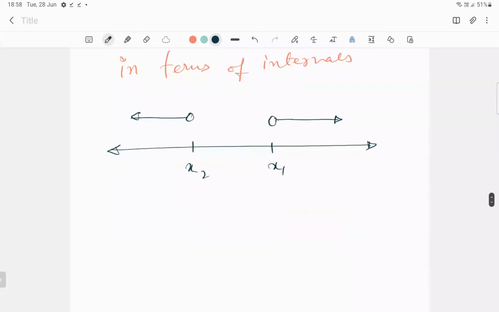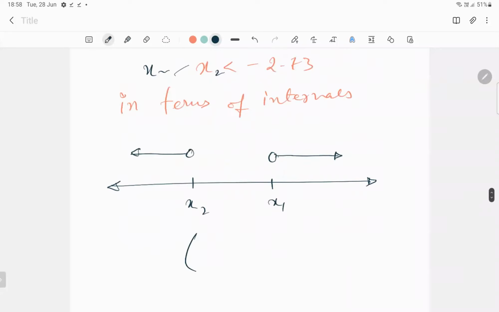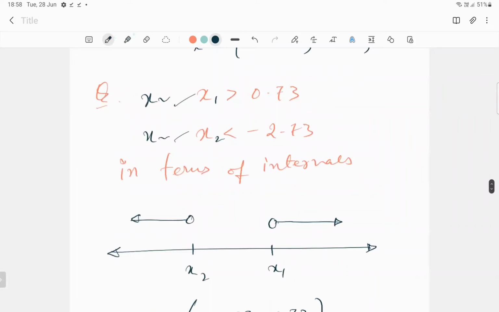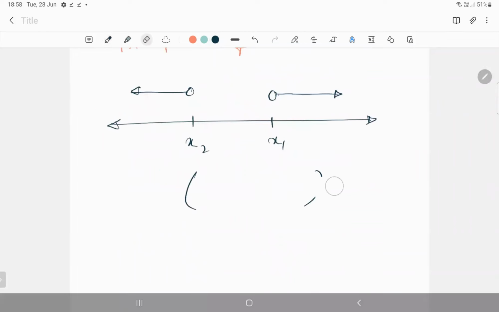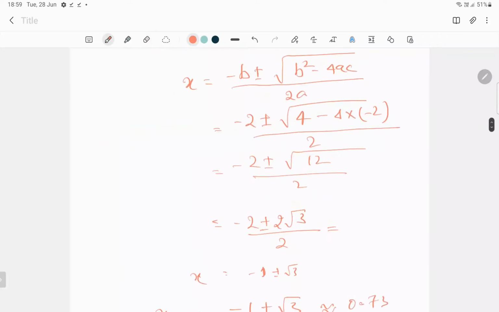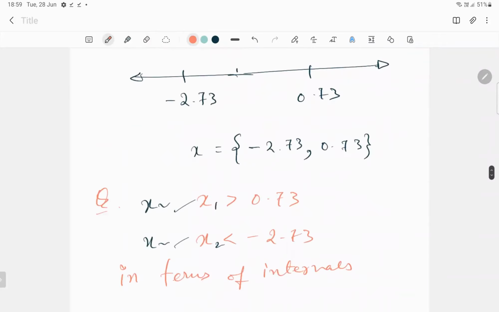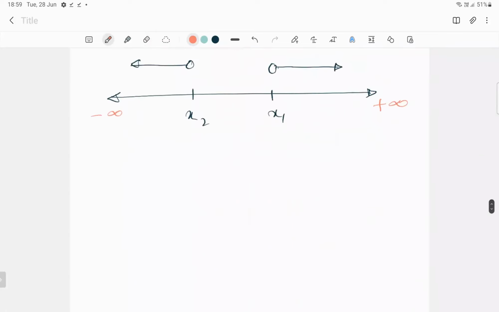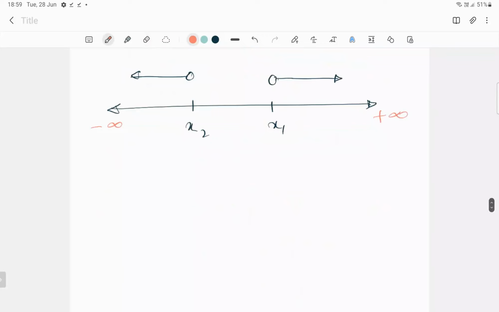So shall we write in terms of interval? You'll just simply write minus 2.73 to 0.73. Is this correct? Dude, this is not correct. You haven't understood anything. Here it is minus infinity, here plus infinity. Now you have to take only these intervals and write these intervals.